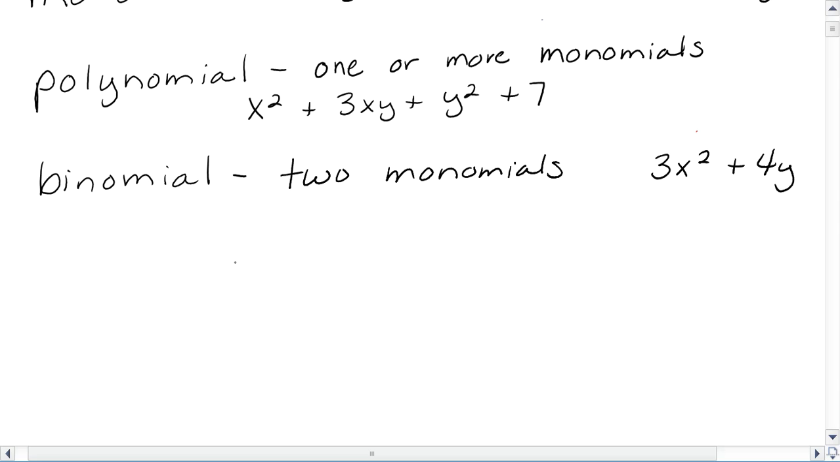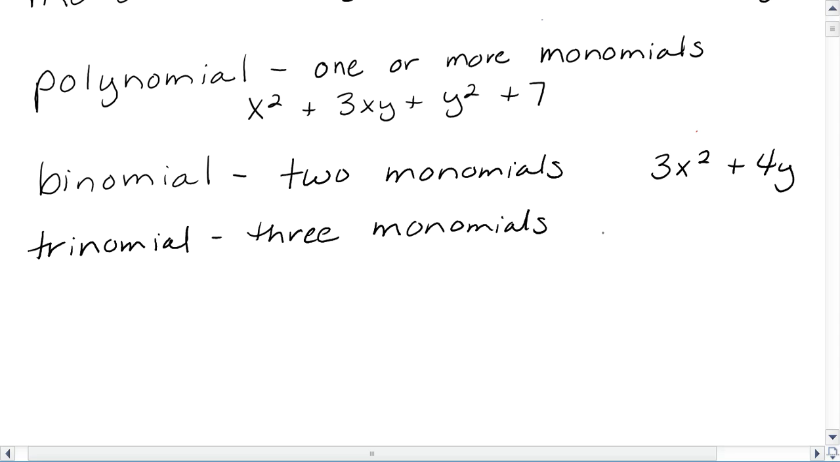And then the last one we want to define is a trinomial. And of course, trinomial, the prefix tri meaning 3. So this is a term that has 3 monomials in it. Like x squared plus 4x minus 7.